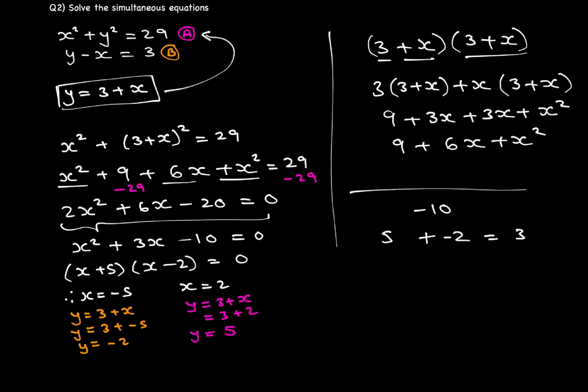At this stage, just make it clear what your answers are. So we had x is equal to negative 5, y equals negative 2, x is equal to positive 2, y is equal to positive 5.